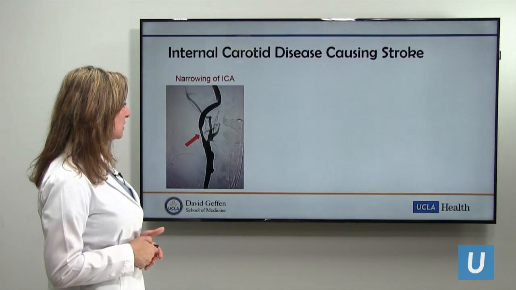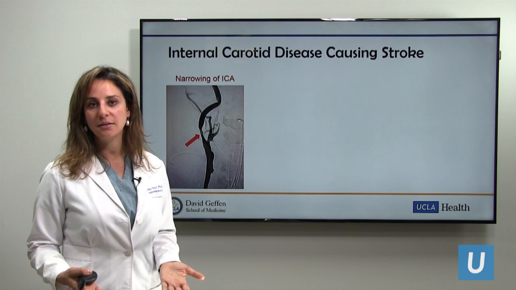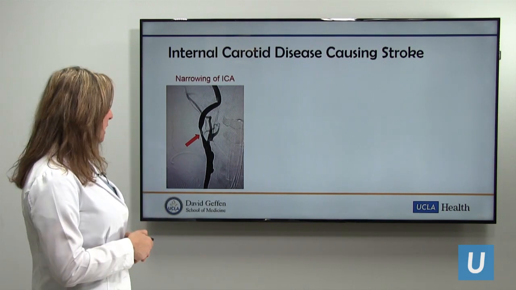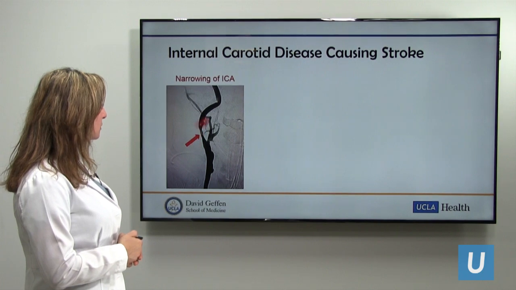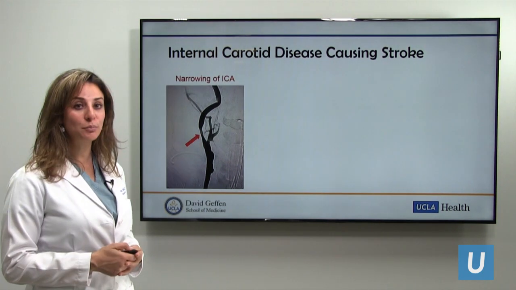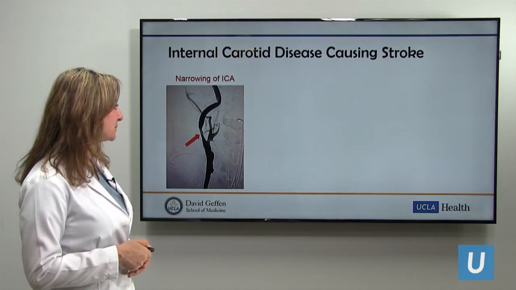So here's an example of a patient who had radiation to the neck, but also has plaque, also has cholesterol problems. And they had strokes because of narrowing in the internal carotid artery feeding the brain. What do we do about that? Well, we have to secure the plaque and we have to open up the space.